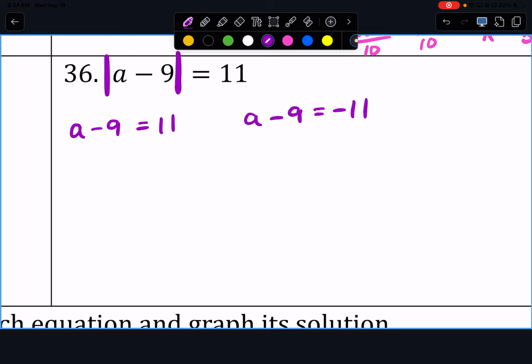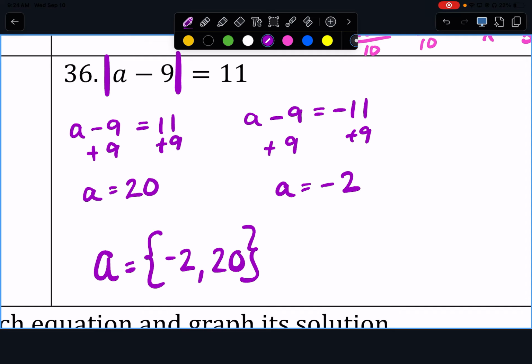What do I do to solve those? So what is 11 plus 9? What is negative 11 plus 9? Negative 1. Or not negative 1, it's negative what? 2. So our solution is a is equal to what? Negative 2, comma 4, because I write the smallest number, then the biggest number. Do we only use those braces for these? For these. So that is our absolute value equations.